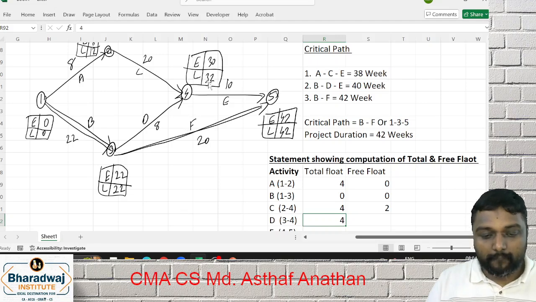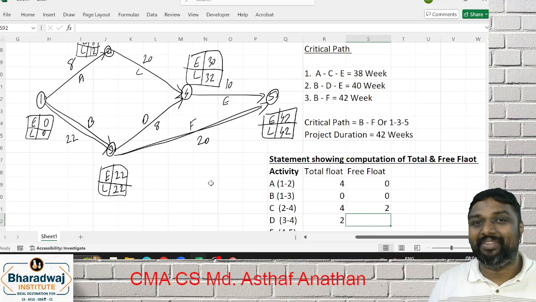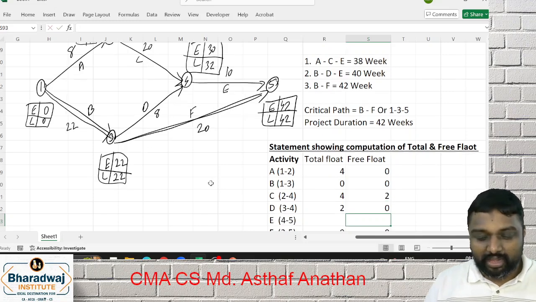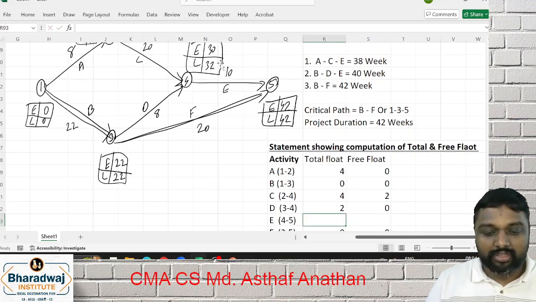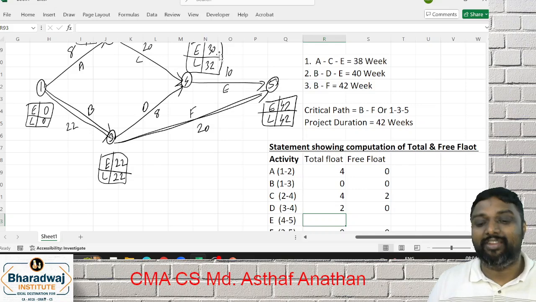32 minus 10 only, correct. 10 minus 8 will be what? 2 only. Next is 3 to 4. 30 minus 22, 8. 8 minus 8 will be what? 0. The last 4 to 5, which is 42 minus 30, you will get 12.